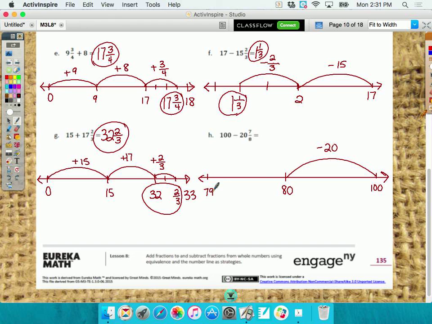Divided by 8. Now pay careful attention to this one. I'm subtracting 7/8. How many 8s are there between this whole number? 8. Just 8. I'm subtracting 7 of them. So that's going to take me all the way to 1/8. So 79 and 1/8 is my answer.